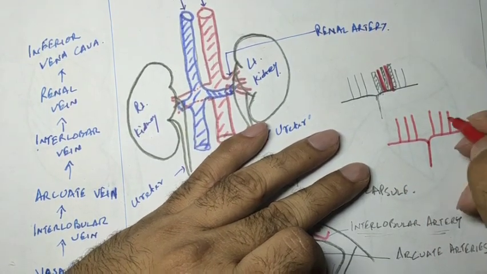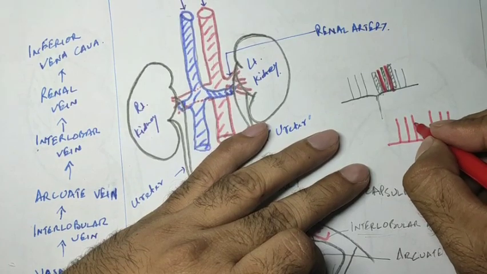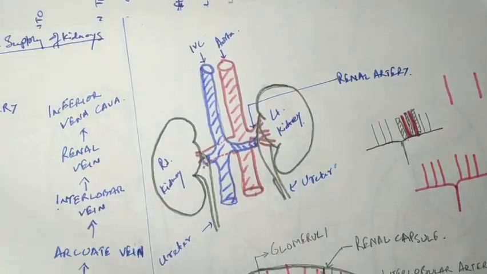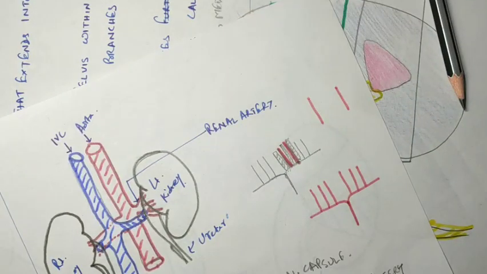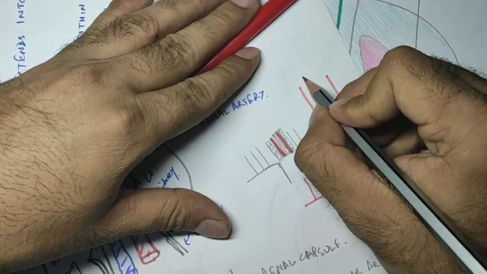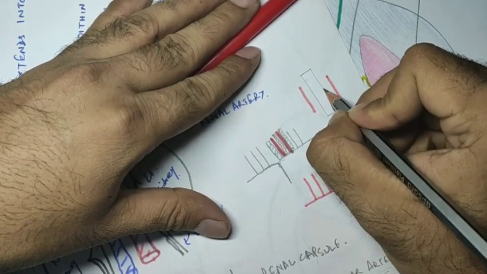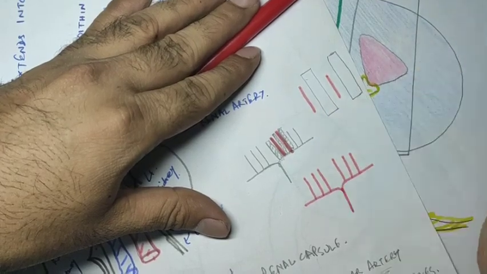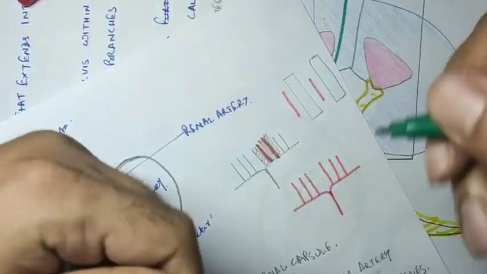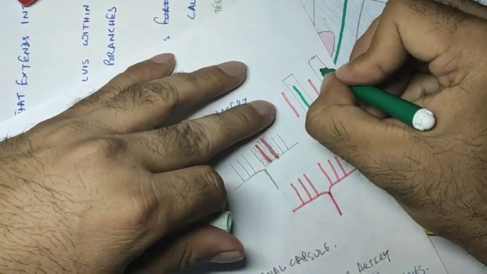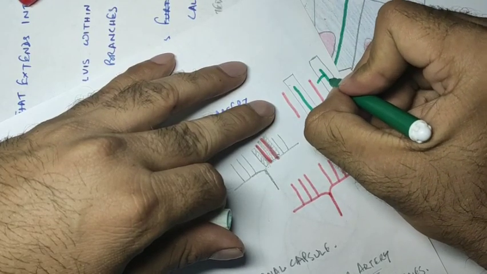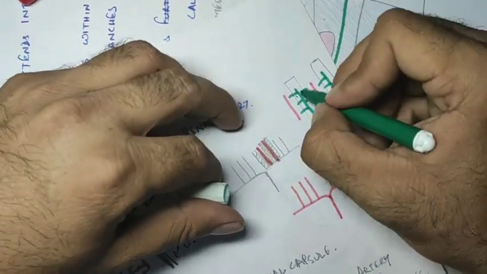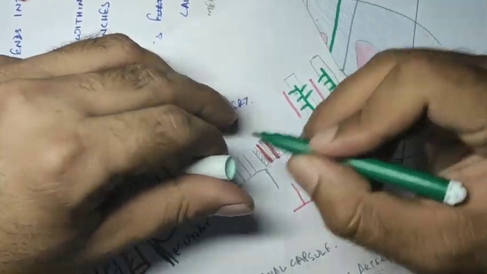Okay, now what is this interlobular artery doing? I'm just making a bigger picture of the smaller segment. So where will this interlobular artery be present? It will be present between two lobules. Let me put green for the collecting duct. So this is a medullary ray or the collecting duct. There will be multiple nephrons opening in, so this forms a lobule.